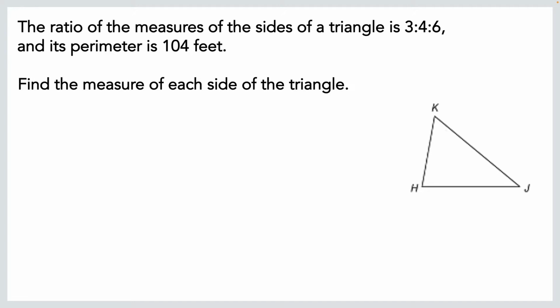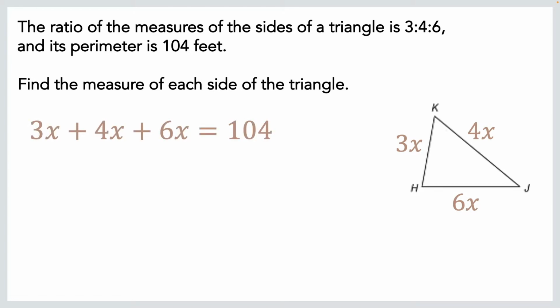Now, I know you think, well, they're 3, 4, and 6, but those are just ratios. If the sides were actually 3, 4, and 6, well, then the perimeter would be 13. So it's a little bit more complicated than that. So here's what we're going to do. We're going to name each side of the triangle 3x, 4x, and 6x. Now we can add all those together and set it equal to the perimeter of 104. We can combine like terms, so we get 13x equals 104. Divide both sides by 13, and we know that x equals 8.